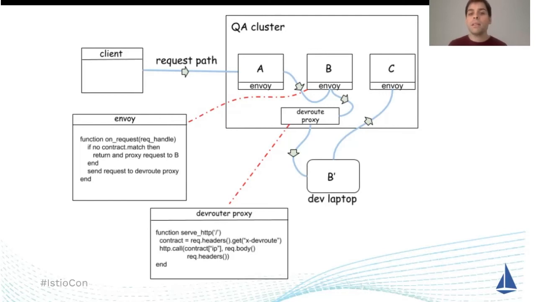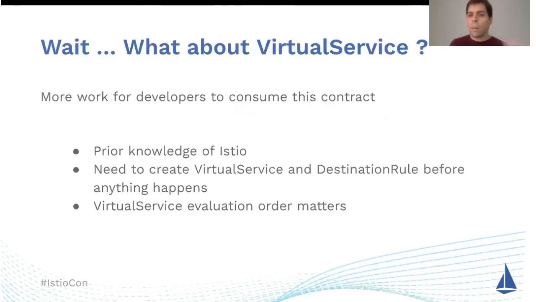Notice that B doesn't have to be your laptop. It can also be a CI agent or anything you want, as long as there is connectivity. So what about virtual services? This can also be implemented with virtual services, but the goal of this contract was to make it as easy as possible for developers to use this rerouting feature. We didn't want them to need any prior knowledge of Istio or to have to deploy virtual services and destination rules.